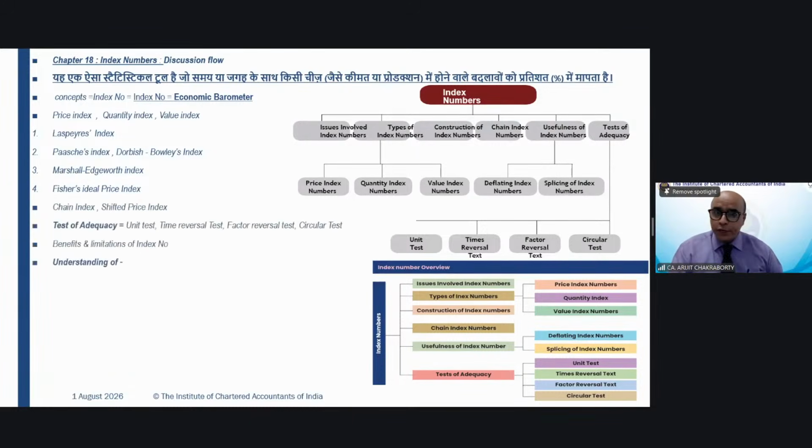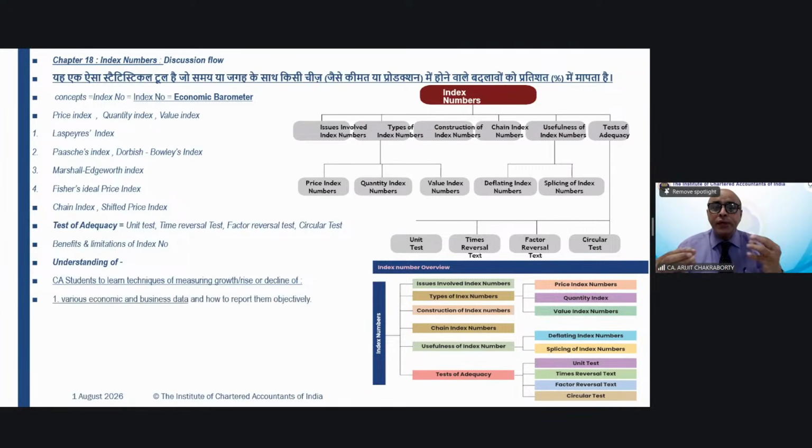Then, of course, the chain index, shifting of the price index. Then we have the adequacy tests, and we will understand all the four types of test. That is the unit test, the time reversal test or the TRT, the factor reversal test, FRT, and the circular test. Then, of course, the limitations of index numbers and the importance in the CA course. If you see index number, why are we studying it? So first is the intention is that we understand the practical use of index numbers.